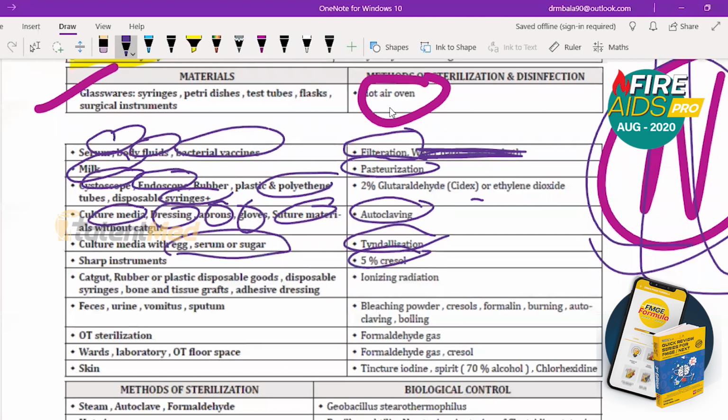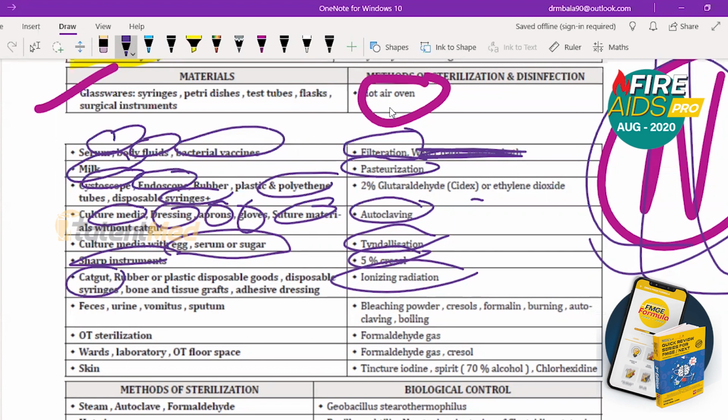Then cresol is for soiled instruments. Ionizing radiation is most commonly used for catgut. That is very important. Catgut. Also for disposable syringes, bone and tissue grafts, and adhesive dressings.